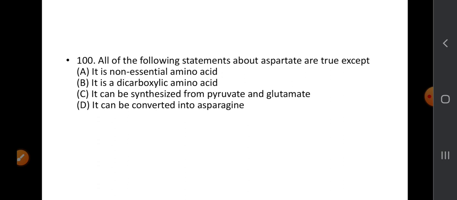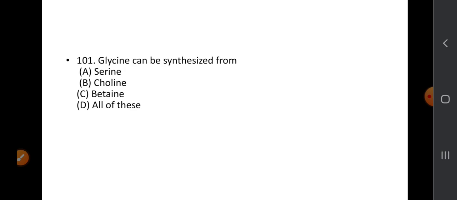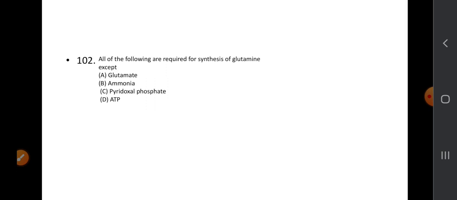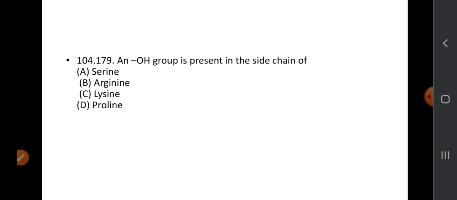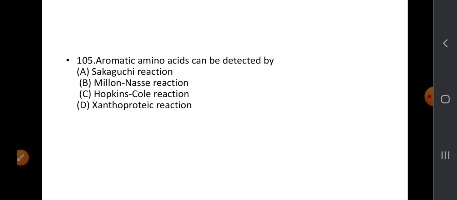In your BARC exam you will get these 100 questions only, so these are additional 12 questions. 101 says glycine can be synthesized from. 102nd question, all the following are required for synthesis of glutamine except. 103rd question, a coenzyme required for synthesis of glycine from serine is. 104 says an OH group is present in the side chain of. Aromatic amino acids can be detected by.